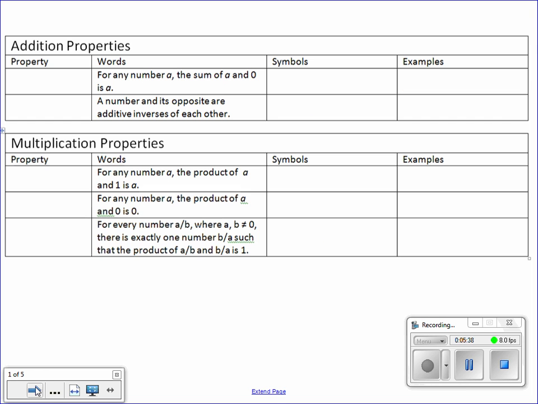Now we're going to look at some properties dealing with addition and multiplication. Some of these are the same for both addition and multiplication. For our addition properties, for any number A, the sum of A and 0 is A. That is our additive identity property.